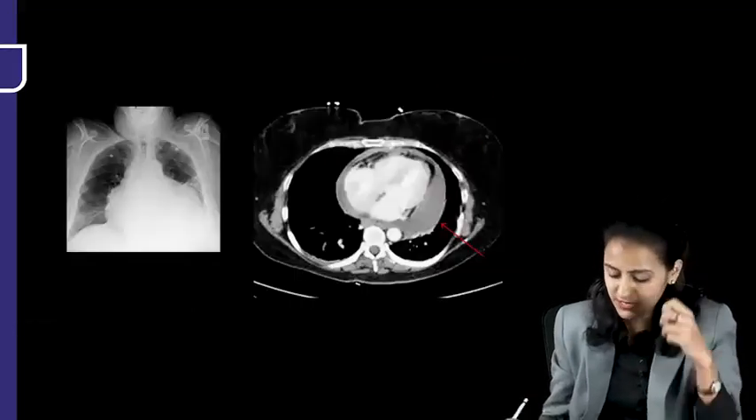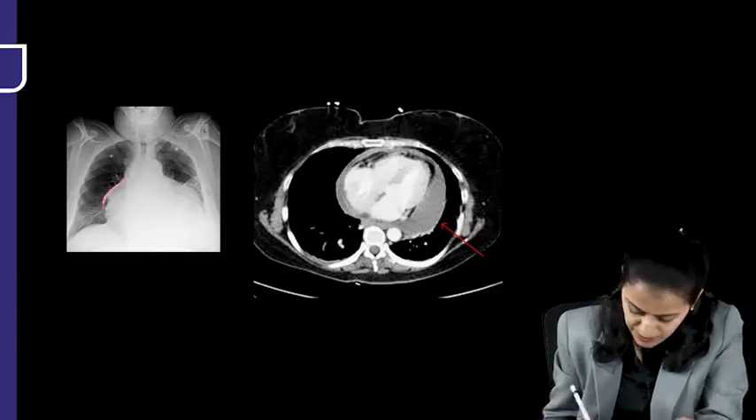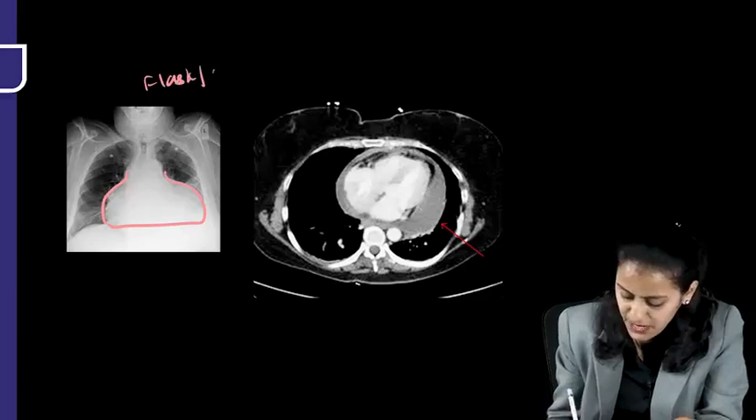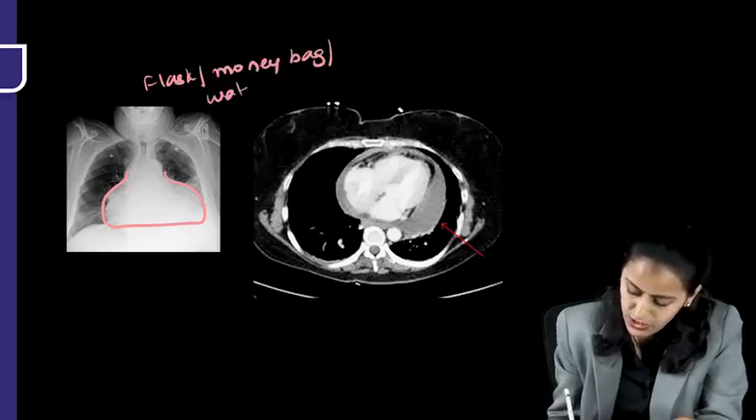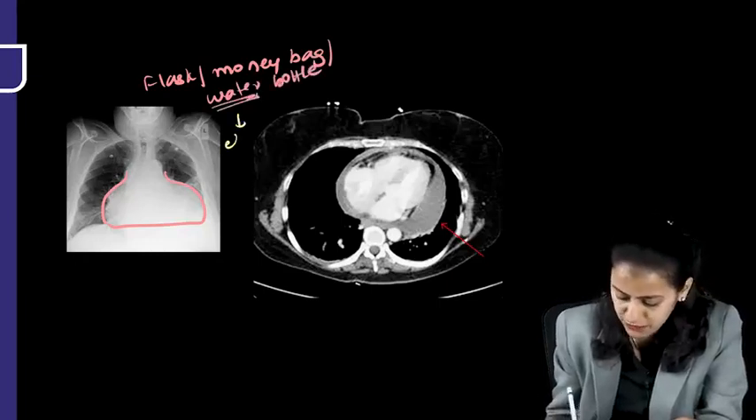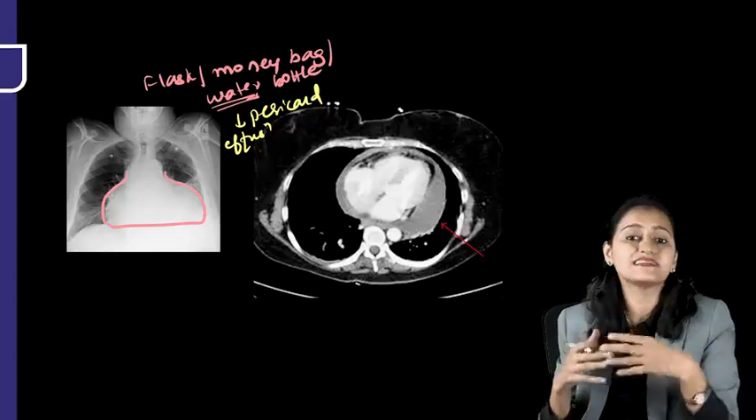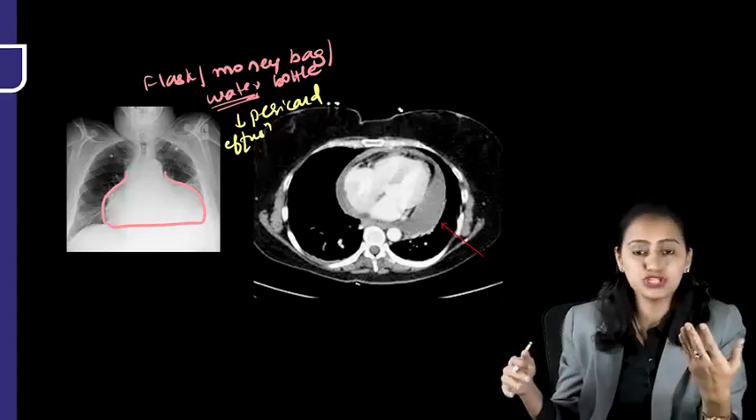Next one, what is this image showing? The appearance of the heart that we are seeing here is the flask-shaped heart, also called the money bag heart or the water bottle heart. Remember, water is effusion. This is seen in pericardial effusion, right? The water bottle heart is seen in chronic pericardial effusion.